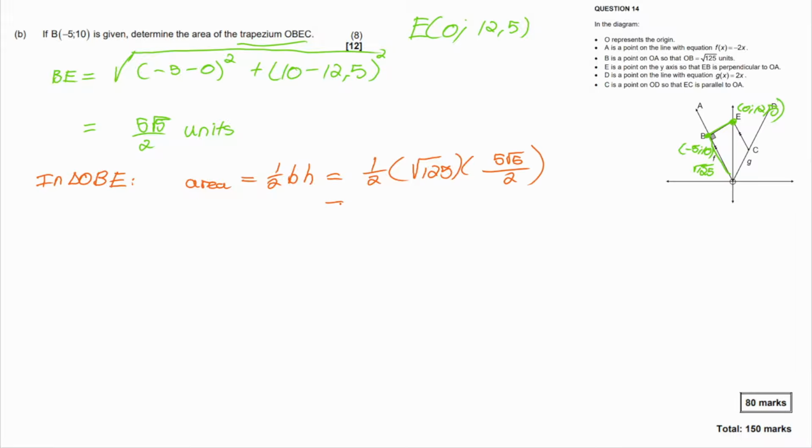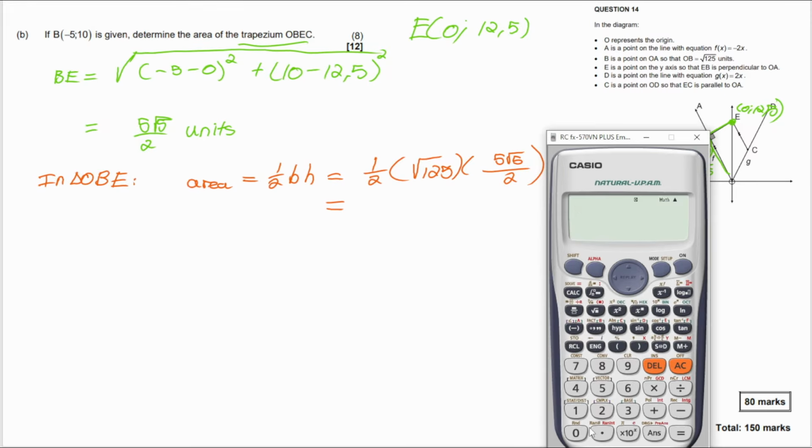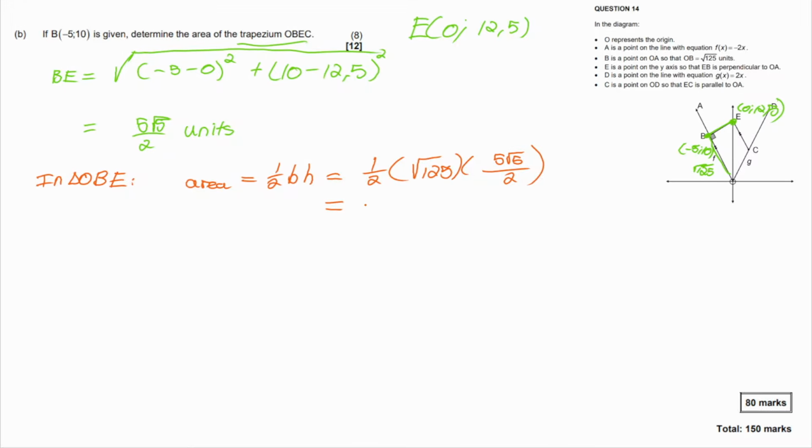Okay, so for the area of this triangle, again, we go to the calculator, and I'm going to say a half times 125 root of that times my previous answer, and I get 125 over 4, which is 31,25. So I'm going to leave it not rounded right now. So 31,25 square units, units squared.